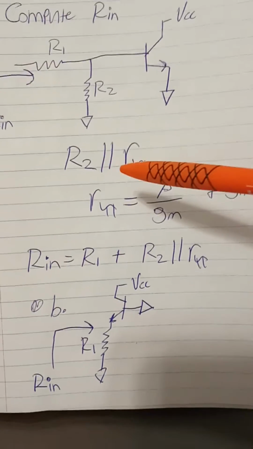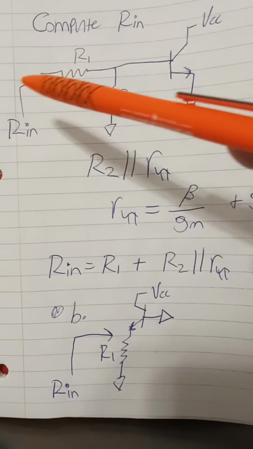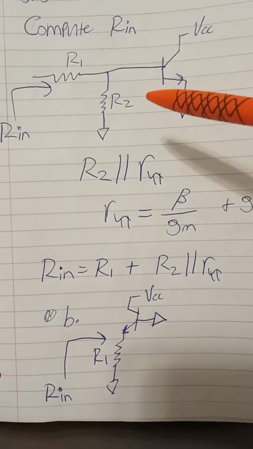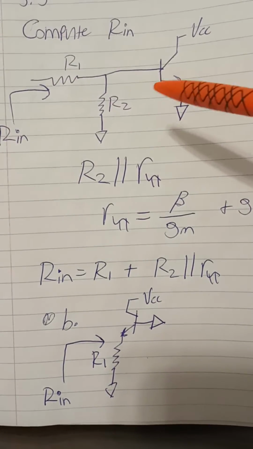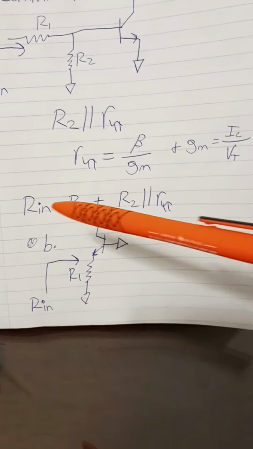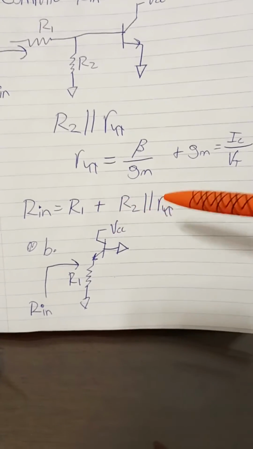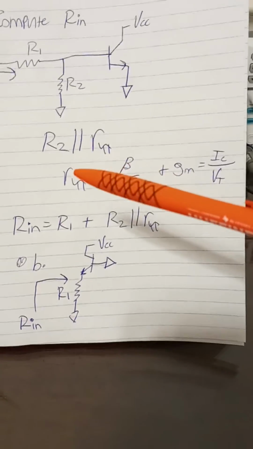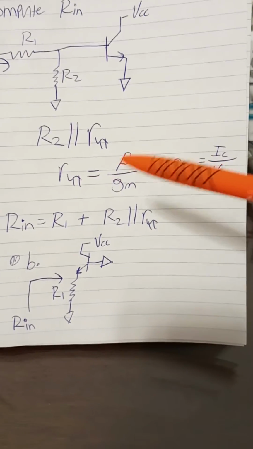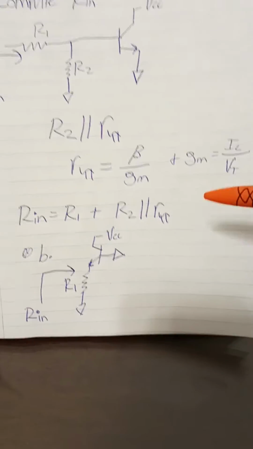So part of the input resistance seen looking in from the base is going to be R2 in parallel with R pi. Once we combine these into one resistance, we see that R1 is in series with them. So the total resistance is R1 plus R2 in parallel with R pi. And R pi is small, it comes from small signal parameters beta and GM, and this is the formula for GM, although it's not needed.